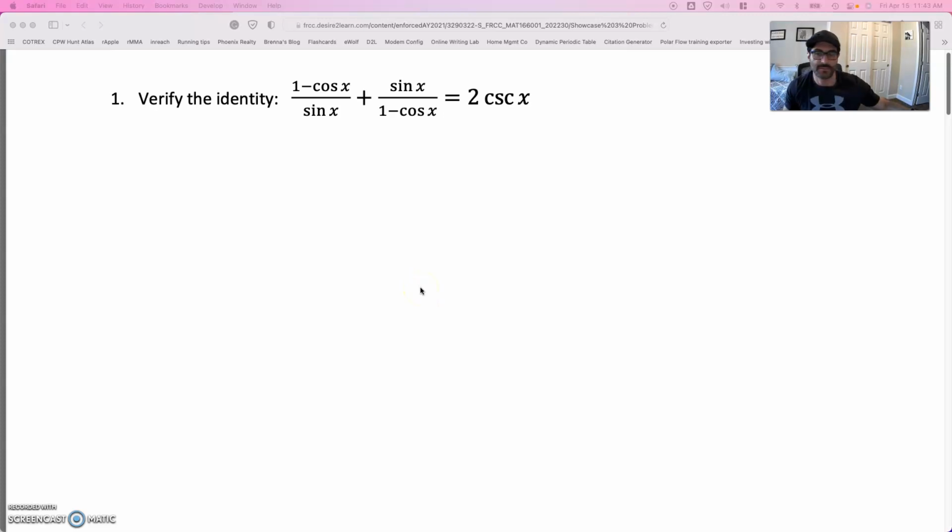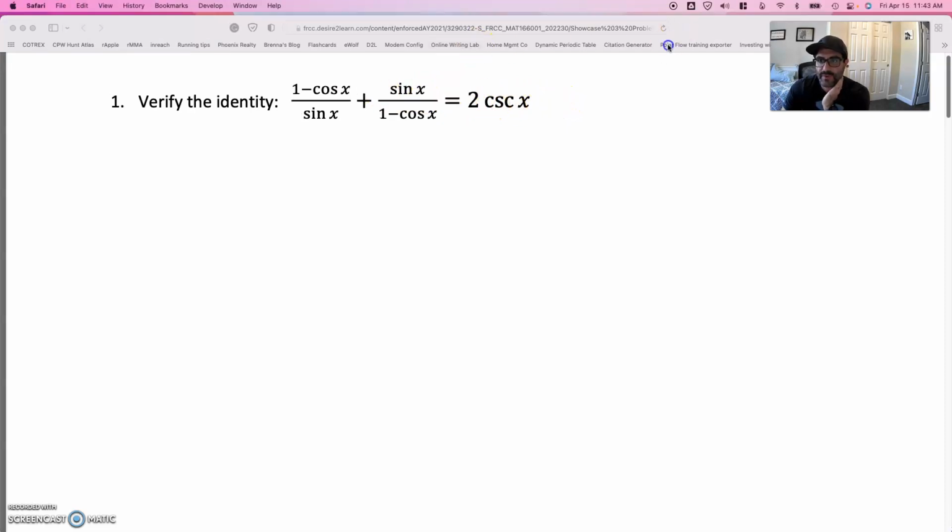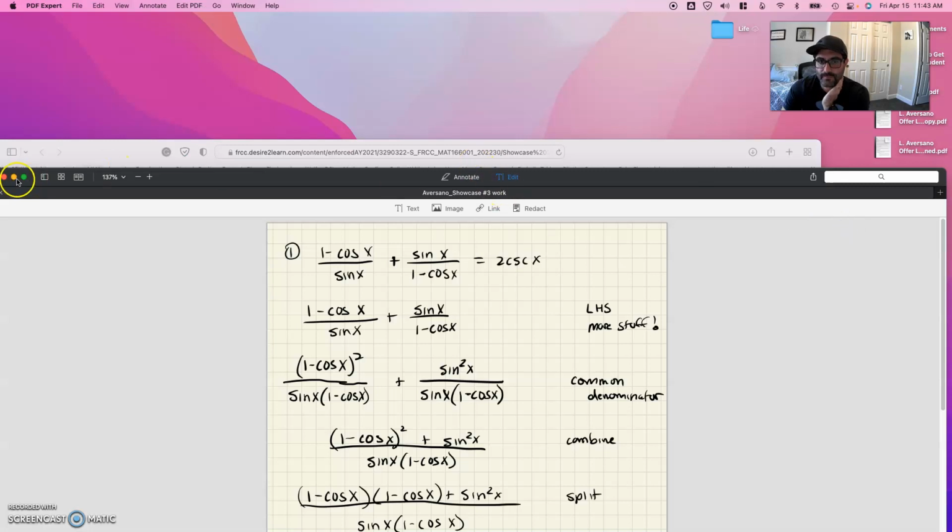Hello, this is showcase number 3 for pre-calc. We are given an identity to verify. So we have this equation right here, and the object is to get them to basically say the same thing. So we have 1 over cosine x divided by sine x plus sine x over 1 minus cosine x equals 2 cosecant x. So I have my work loaded over here.